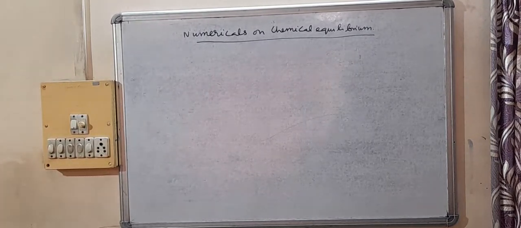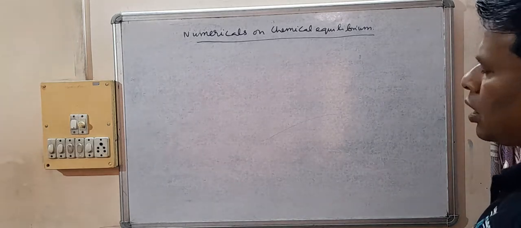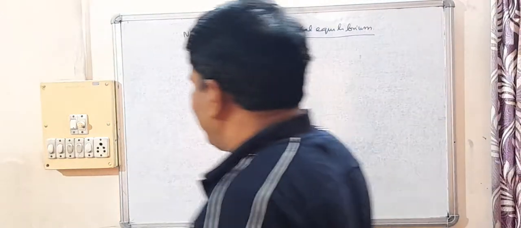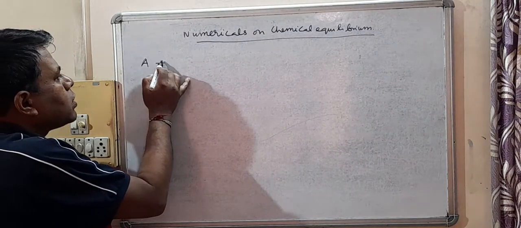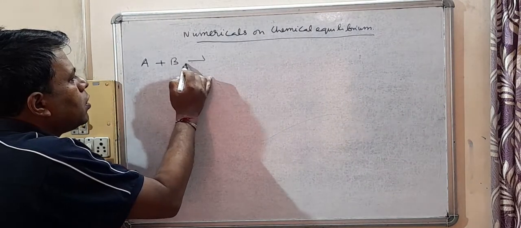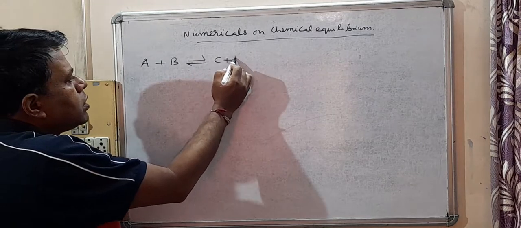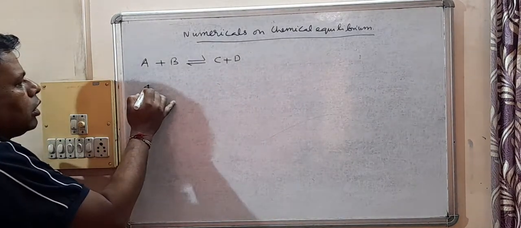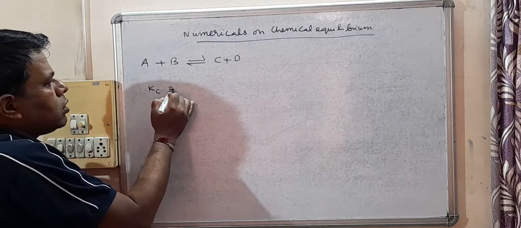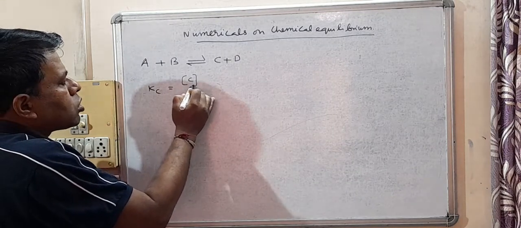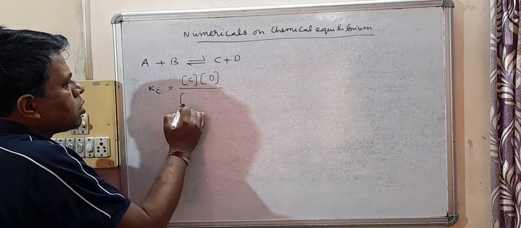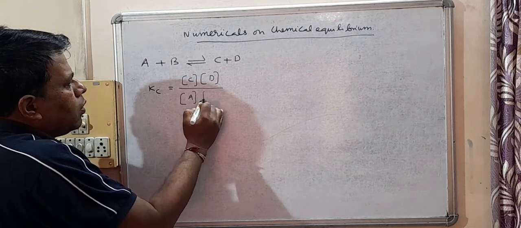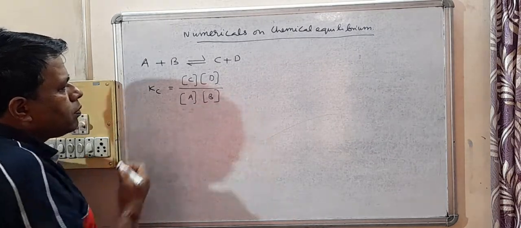Good morning, children. Here we are today with some numericals on chemical equilibrium. We know that for this equilibrium, suppose A plus B reversible C plus D, the equilibrium constant Kc is equal to the molar concentration of C times the molar concentration of D, divided by the molar concentration of A times the molar concentration of B.